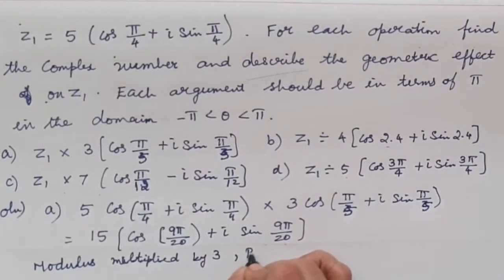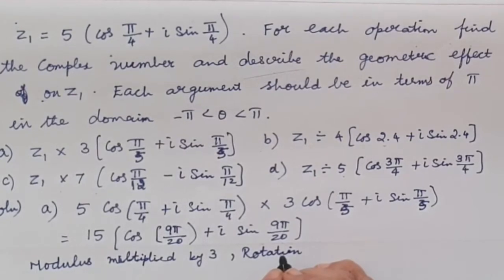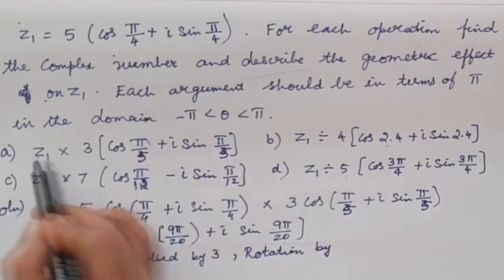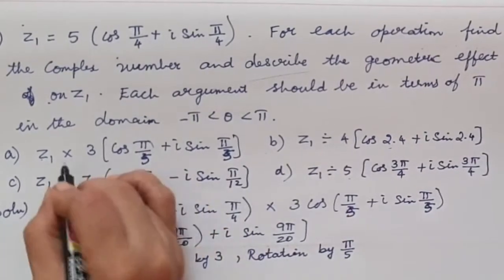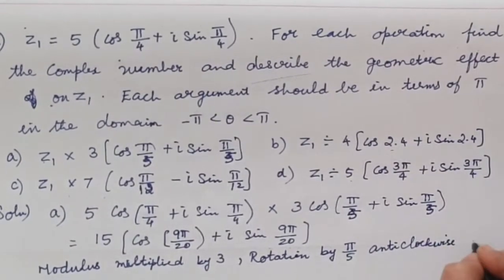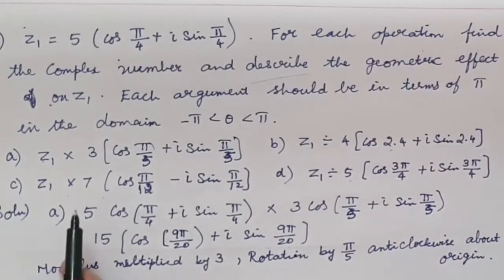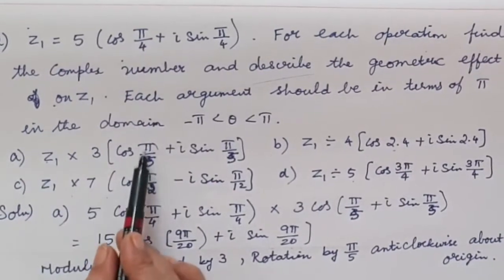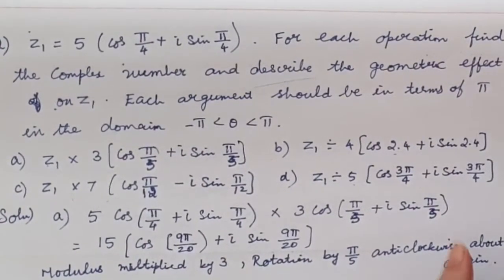And rotation by pi by 5. This z1 is rotated by pi by 5. Because it is multiplication, it is anti-clockwise about the origin. So the modulus is multiplied by 3 and this z1 has been rotated in the anti-clockwise direction by the argument of the complex number, that is pi by 5.